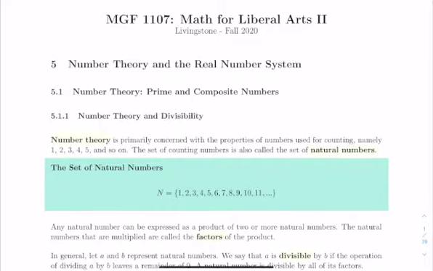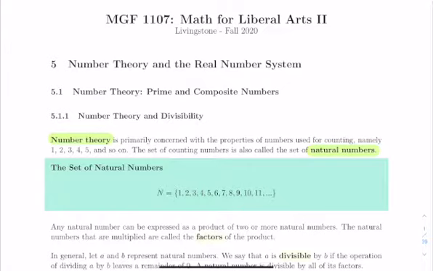In section 5.1, we look at number theory of prime and composite numbers. Number theory is primarily concerned with the properties of numbers used for counting, namely 1, 2, 3, 4, 5, and so on. The set of counting numbers is also called the set of natural numbers. These are the numbers we learned first as a kid, starting with 1, and it keeps increasing.